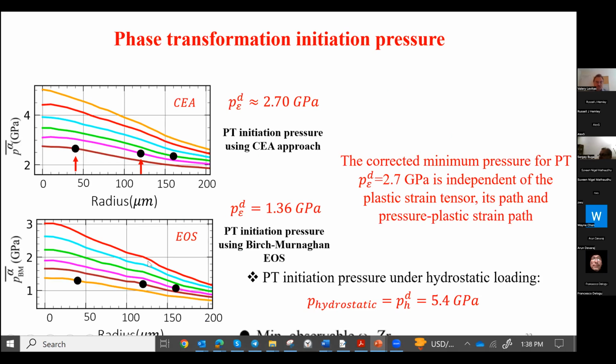And now the first result is that if we don't do any simulation and use the traditional approach, which we used before, based on equation of state, then the minimum pressure for strain-induced phase transition is 1.36. But if we apply our method and satisfy all equations, it's 2.7. So the correction is quite significant and important.